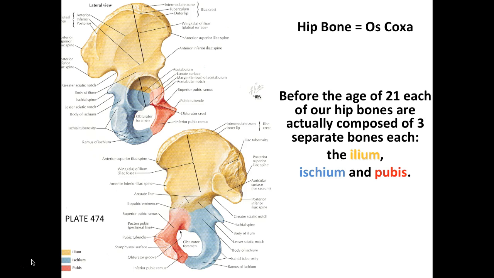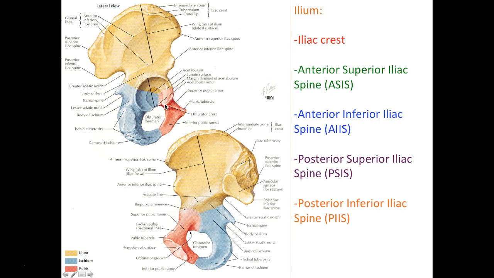So before the age of really 18 to 21, our hip bones are actually three separate bones. And this is going to include the ilium, the ischium, and the pubis. So let's talk about each one of those bones individually. We'll start off with the ilium.